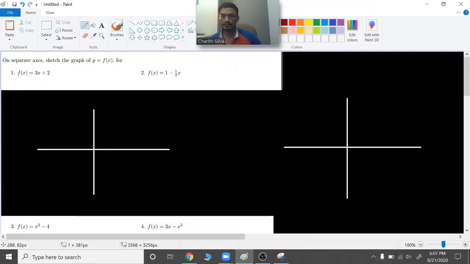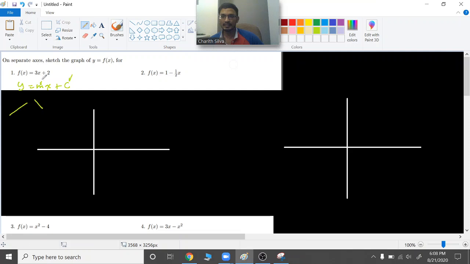Now in the first two problems, you can see that they are in the format of y equals mx plus c. When you have this format, it is a straight line, where m represents the slope and c represents the intercept. If you have a positive slope, the straight line will be like this, and if you have a negative slope, the straight line will be like this, right?